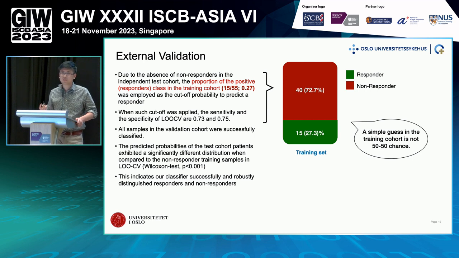Actually, this topic is quite complicated, and there are papers about it, but this is a simplification: a simple guess in the training cohort is not a 50-50 chance. If you randomly guess a sample in the training set, you should always guess non-responder, right? They have a much better probability. So in that case, if the predicted probability is above the proportion of the positive class, it means that the covariates, for example of proteins, lead you in the direction of a responder. So I would say any predicted probability above 0.27 will be considered a responder.